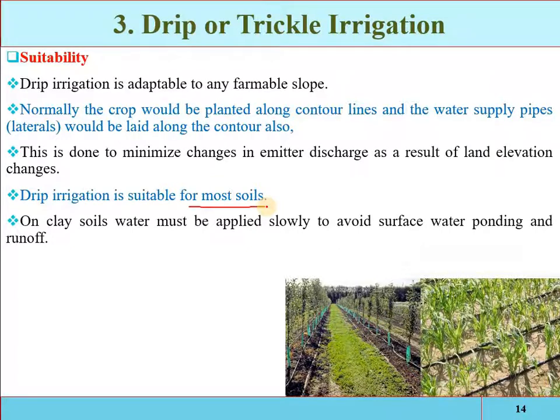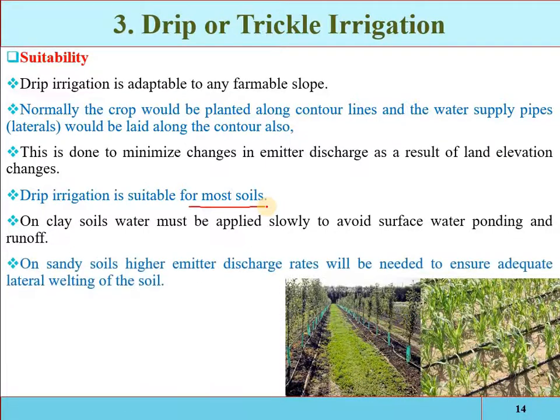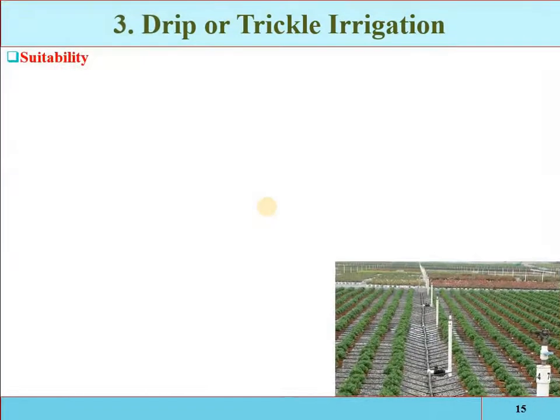On clay soil, water must be applied slowly. You can control the discharge. If the soil is impermeable, reduce the application of water so the runoff will be avoided. On sandy soil, higher emitter discharge rates will be needed to ensure adequate lateral wetting of the soil. In sandy soil the infiltration rate is high, so a high discharge will be required.